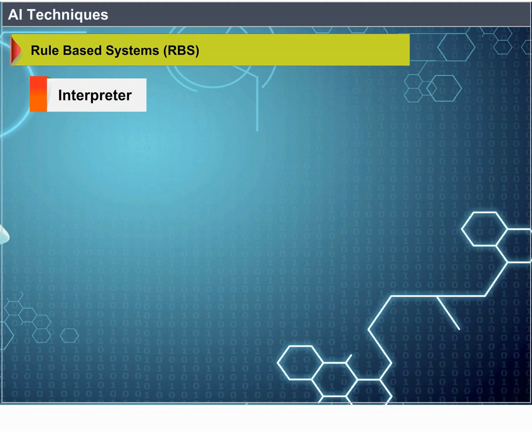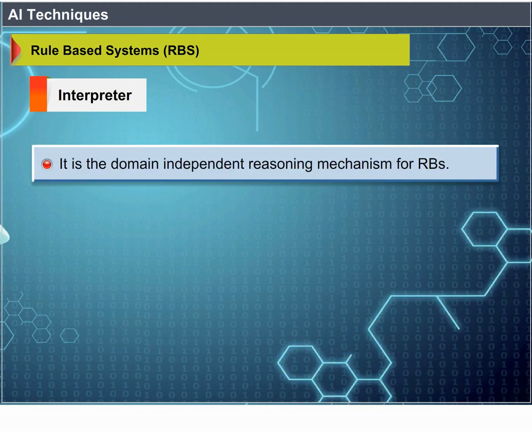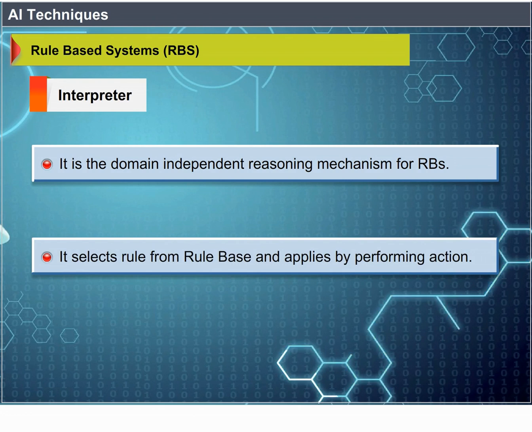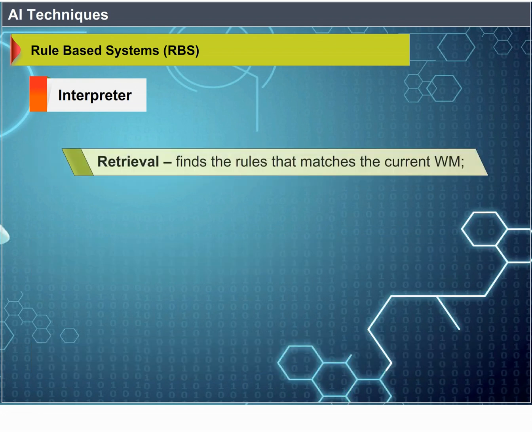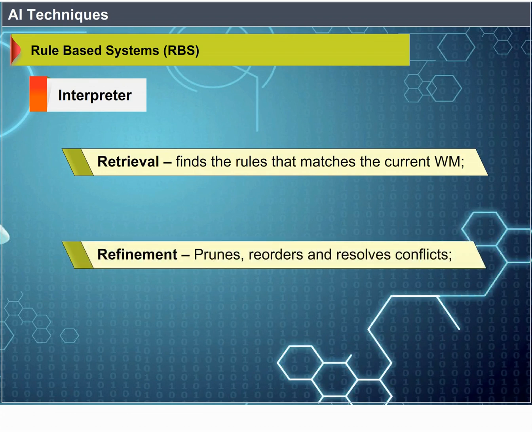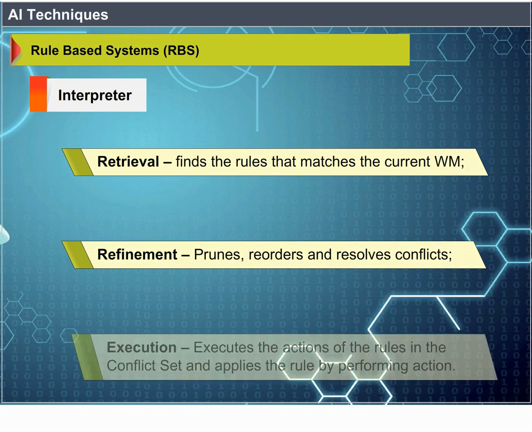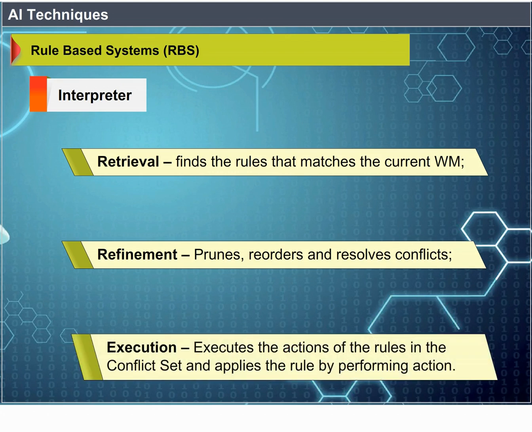Interpreter. It is the domain-independent reasoning mechanism for RBS. It selects a rule from the rule base and applies it by performing the action. It operates on a cycle. Retrieval: finds the rules that match the current WM. Refinement: prunes, reorders, and resolves conflicts. Execution: executes the action of the rules in the conflict set and applies the rule by performing the action.